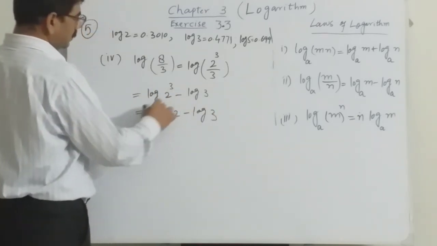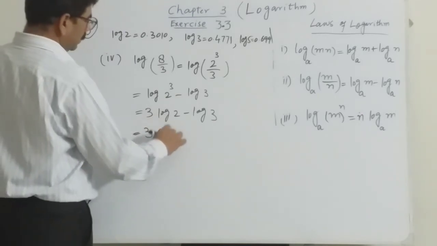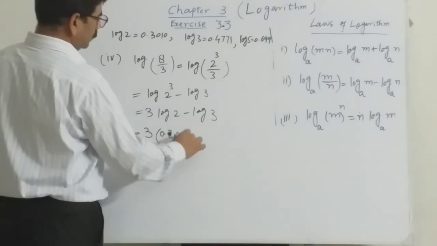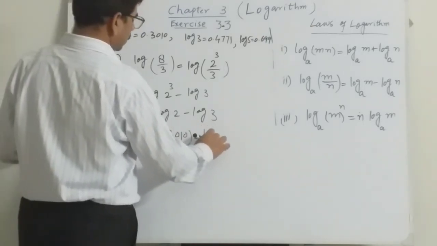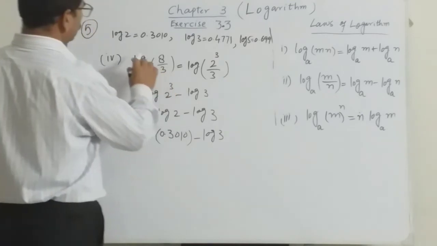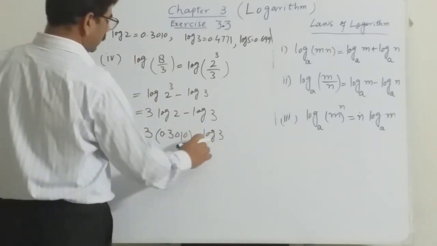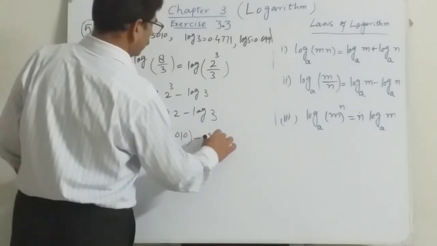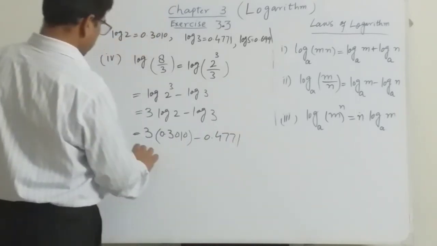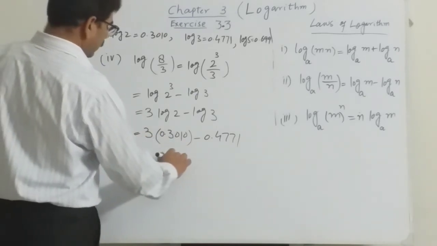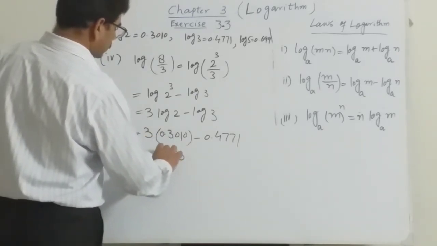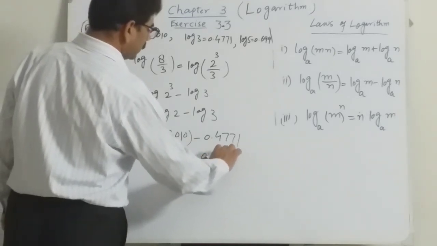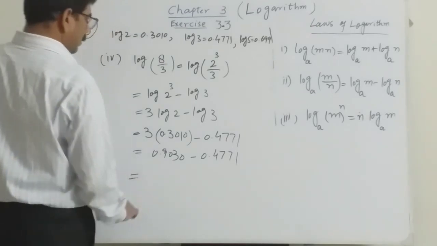Now we will substitute the value of log of 2. 3 multiplied by log of 2 is 0.3010 minus log 3. Now we will substitute the value of log 3 here, 0.4771. On simplification we will get 0.9030 minus 0.4771. Now this will be subtracted.